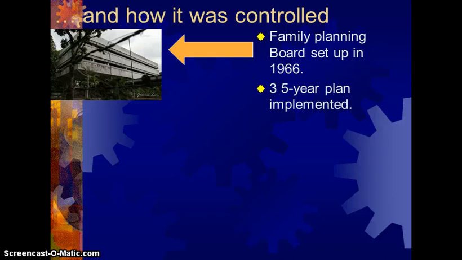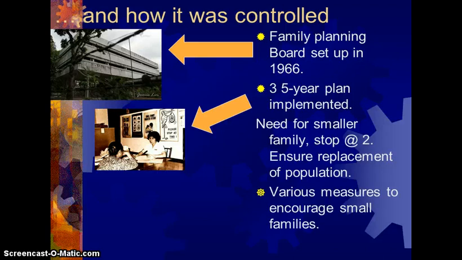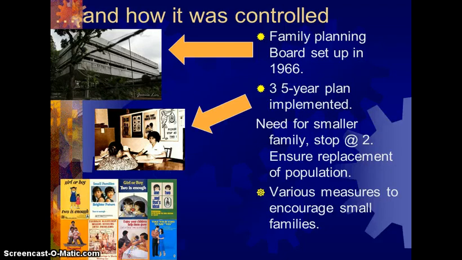Then they also implemented the three to five years plan so that they could help to slow down the growth of population. You can see the nurse teaching the lady what to do to help slow down the birth rate. Then there was a need for families to stop at two to ensure the replacement of population. Various measures were encouraged to have small families. Posters such as this on your left show what the government was trying to do to educate the people to slow down the birth rate.